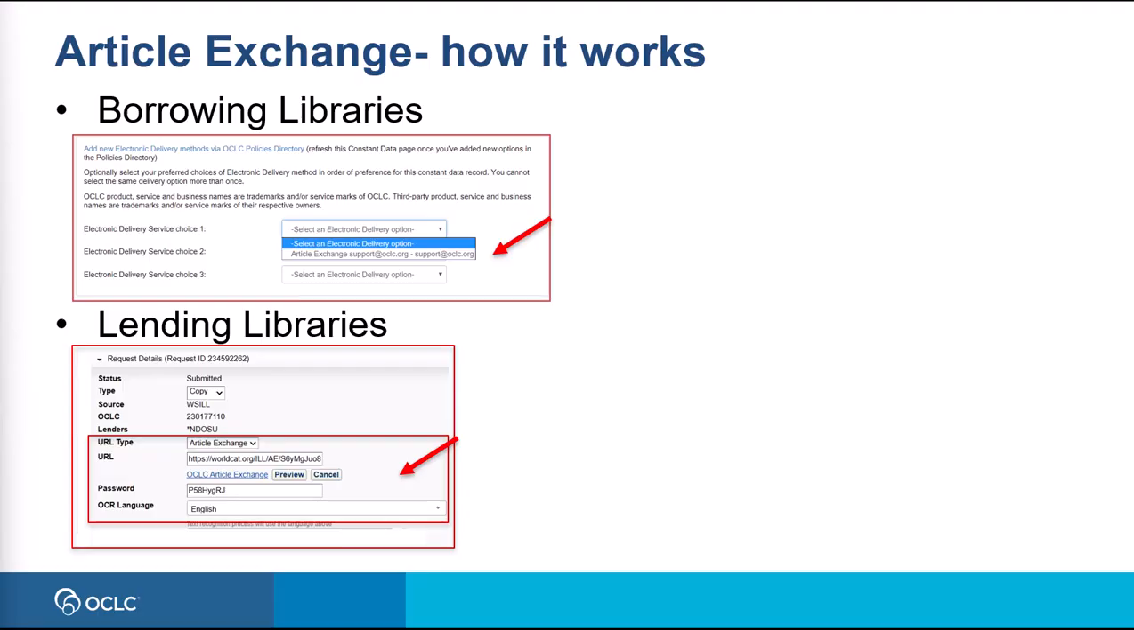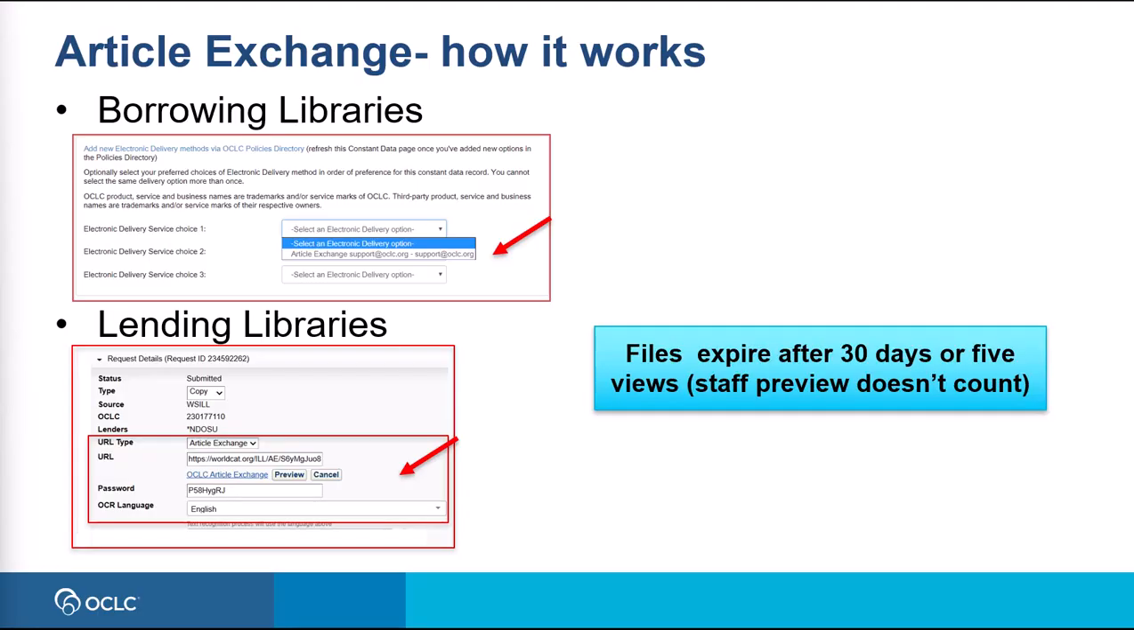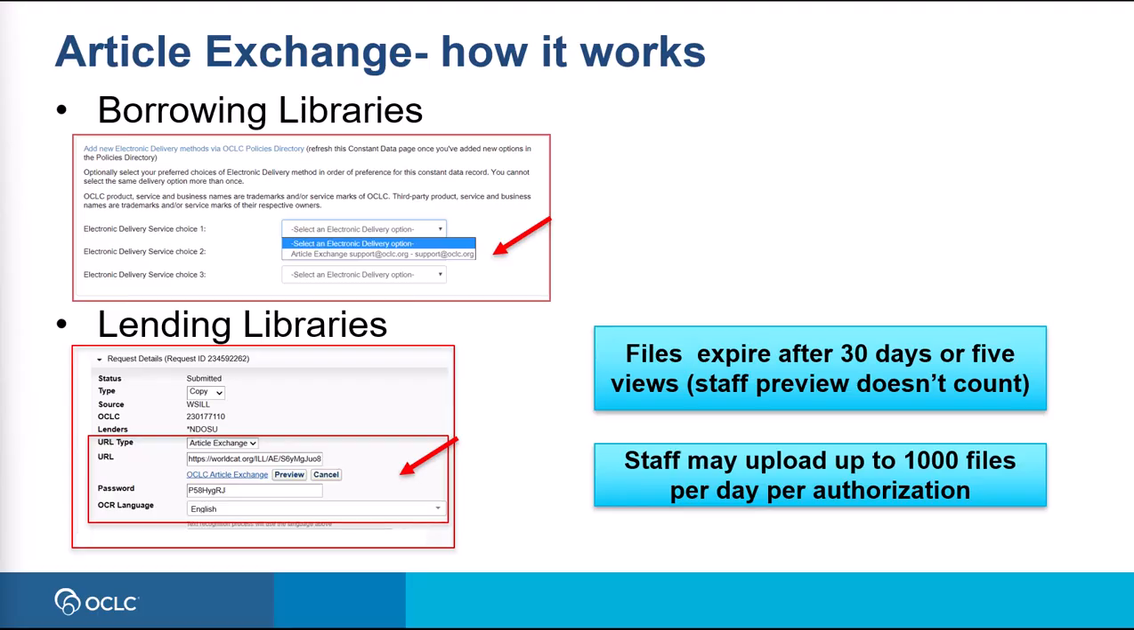Once a file has been retrieved, it remains available for 5 views. After the file has been viewed 5 times, it will be automatically removed. Files not retrieved remain available for 30 days. Article Exchange accepts large files, including high-resolution documents. Users may upload up to 1,000 files per day per authorization.